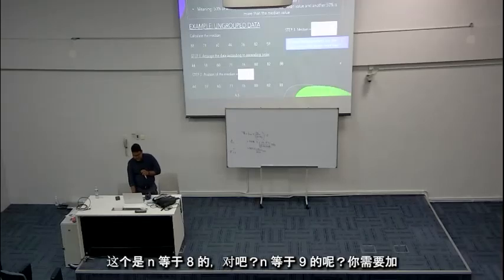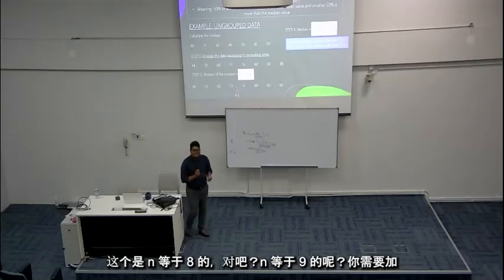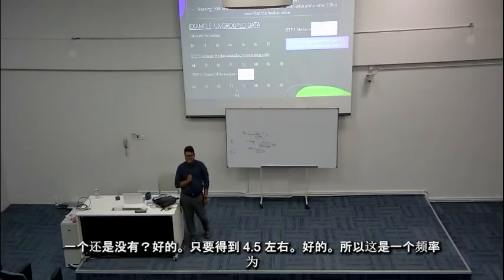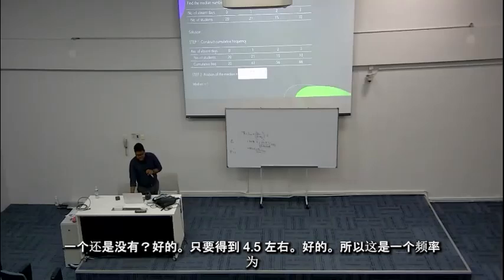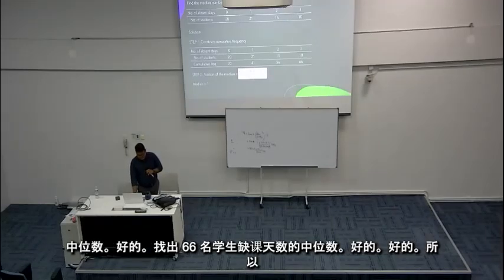This one is for n equal to 8, right? How about n equal to 9? Do you need to plus 1 or not? No need. Just get 4.5 or so. Okay, so this one is ungrouped data with the frequency for the median.